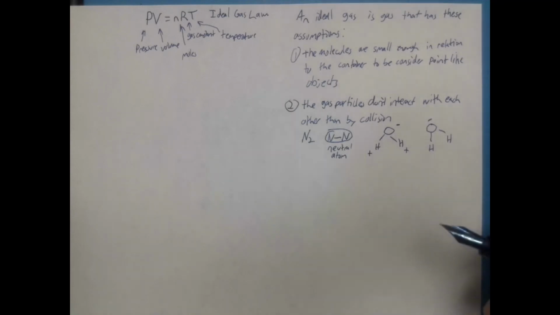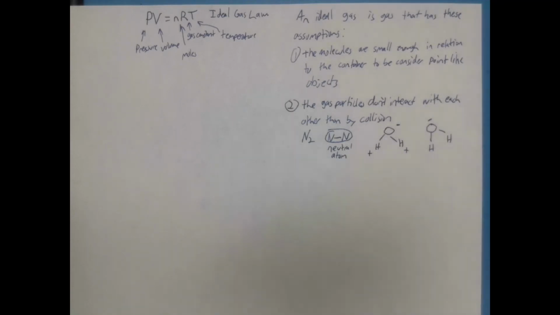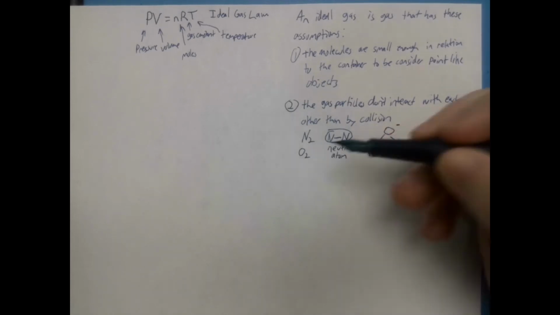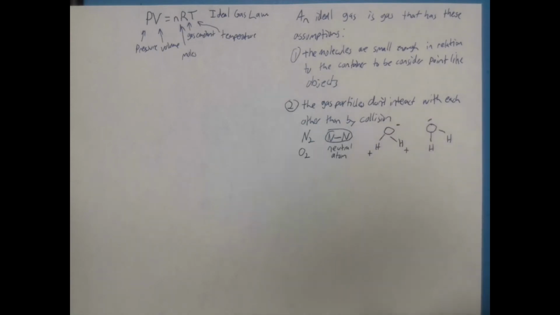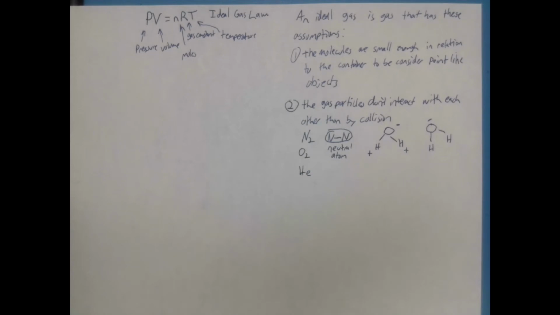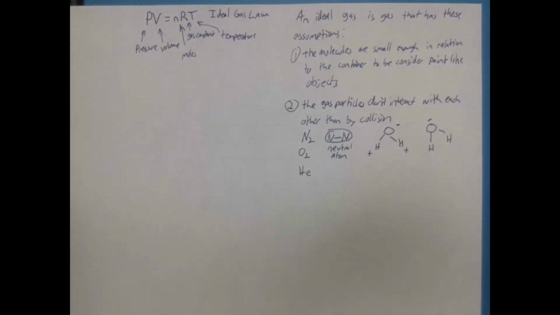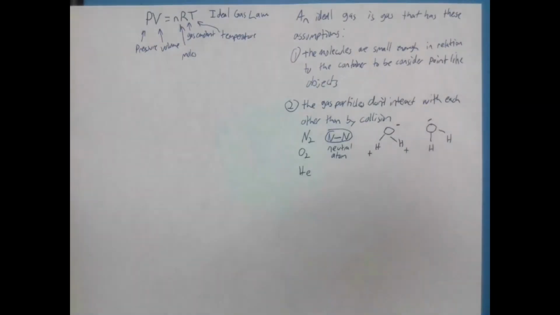In an ideal gas, we assume that there is no interaction between them other than when they hit. Which is true for most gases that we deal with. Nitrogen, oxygen. Oxygen is O2. Nitrogen is N2. Helium. Helium doesn't react with anything. And if it behaves like this, then it very accurately works by the ideal gas law.